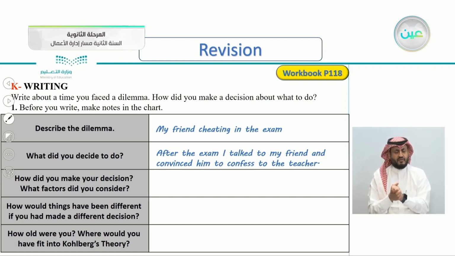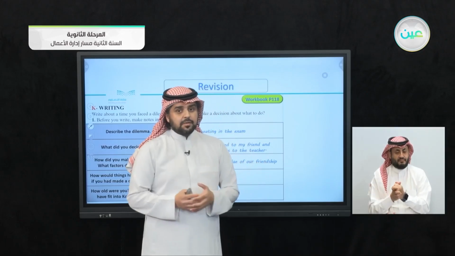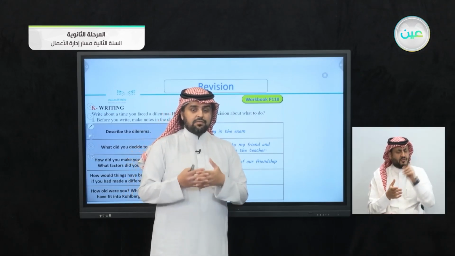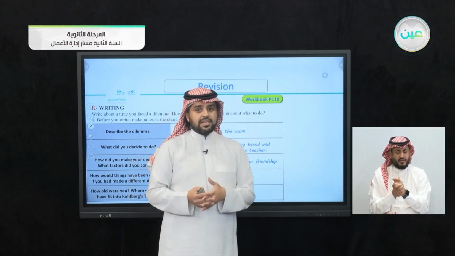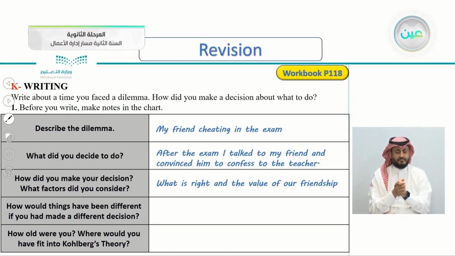How did you make your decision? What factors did you consider? Of course, the factors are what is right and the value of our friendship. Because if I told on him during the exam, maybe my friendship with my friend would be over. So what is right is that I convince him to confess to the teacher, which is better than blowing the whistle on him, especially since it was his first time. So what is right and the value of our friendship, these are the factors.